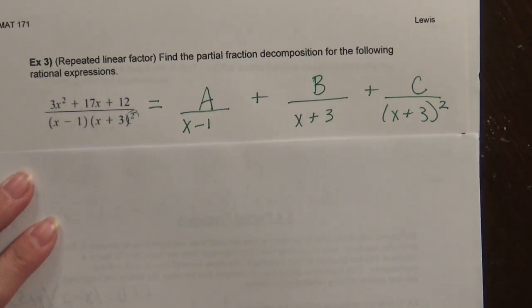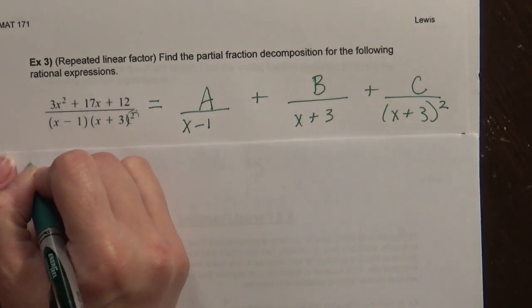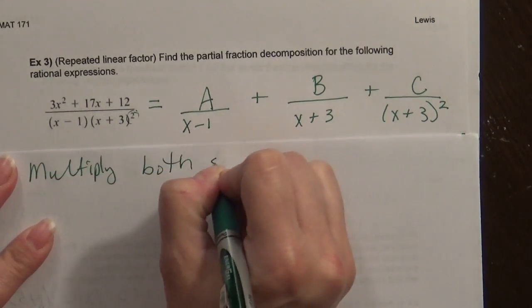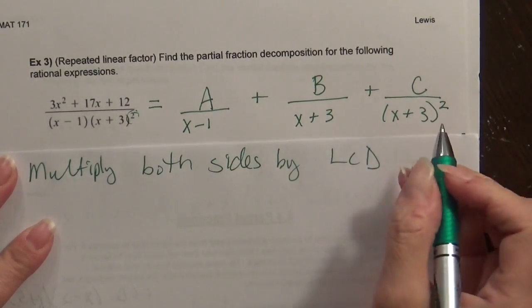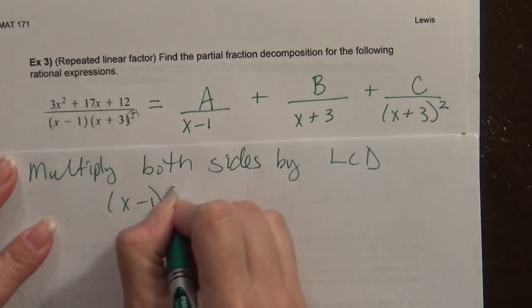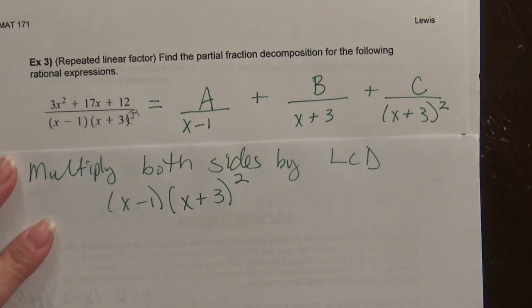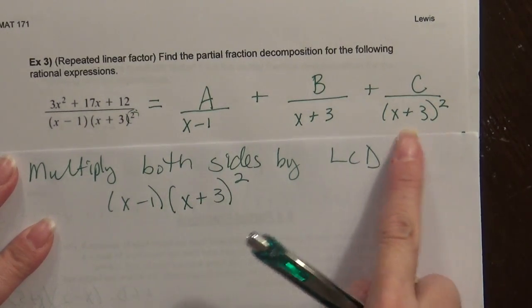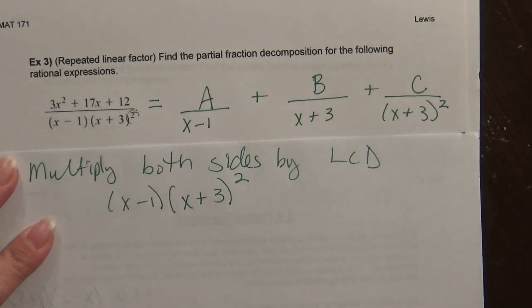And then we know that we want to multiply both sides by our LCD. So first, we're going to multiply both sides by our LCD, which happens to be x minus 1 times x plus 3 quantity squared. Notice in the LCD, I didn't list everything I see in the denominator because this x plus 3 quantity squared includes this denominator of x plus 3. So my LCD is x minus 1 times x plus 3 quantity squared.